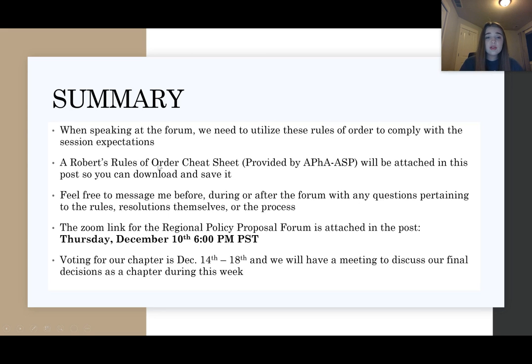A Robert's Rules of Order cheat sheet with basically the information we talked about today and a little bit more that was created by APHA ESP will be attached in this post, so you can download it and save it for during the meeting or for the future. If you have questions before, during, after the meeting, I will be available to you, so feel free to ask me any questions about these rules, about the resolutions themselves, or the process following for voting and for the forum.